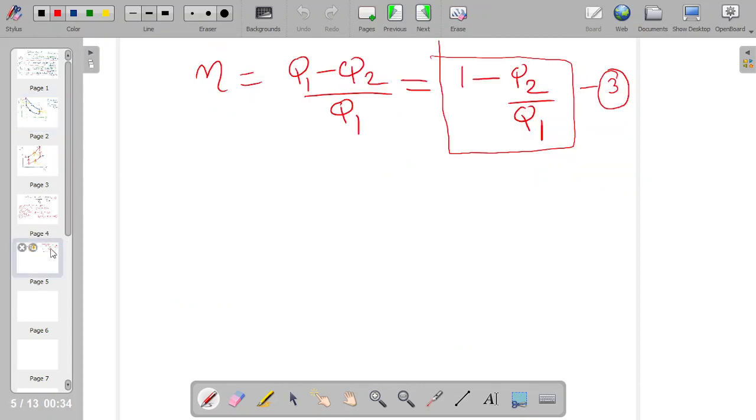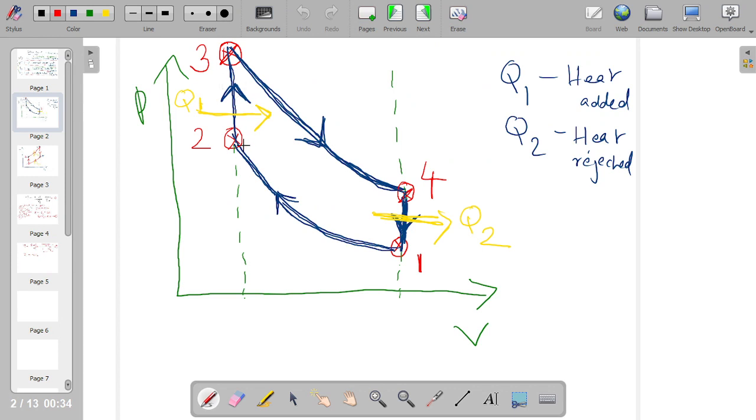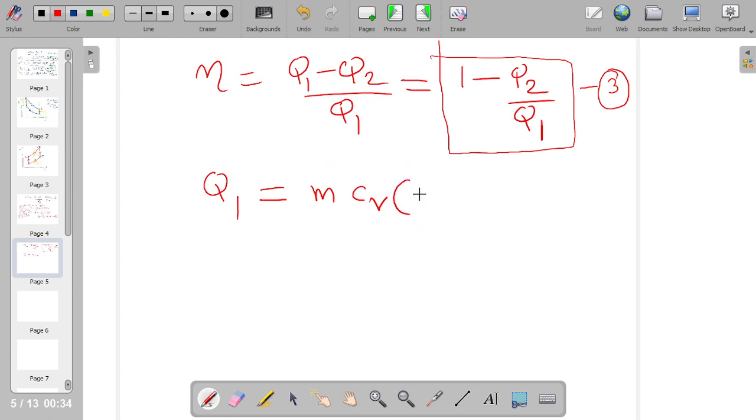So for constant volume heat addition, we have an expression: Q1 will be equal to m CV delta T. So mass into specific heat at constant volume. And what is the temperature difference when it goes from 2 to 3? Heat is added from 2 to 3, so the temperature difference will be T3 minus T2. So this will be m CV (T3 minus T2). This is our fourth equation.